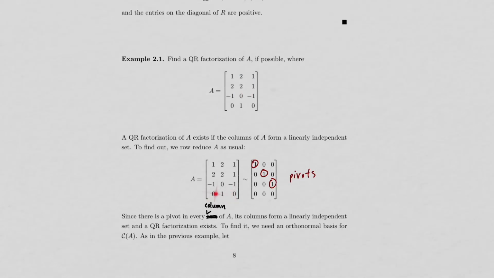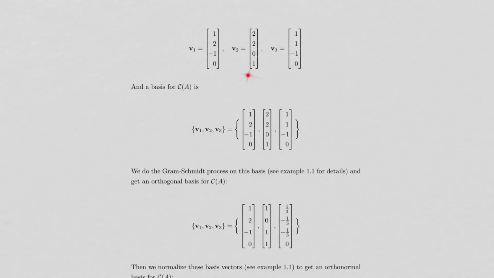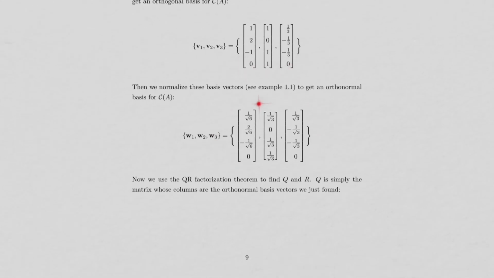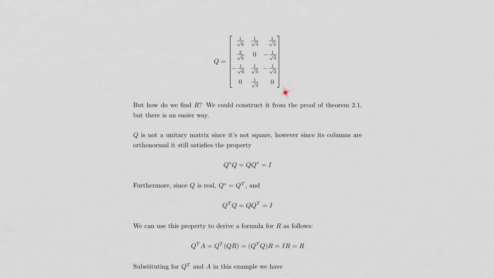Because these are 3 of the same columns from the previous example, we can recycle a lot of that work to find the orthonormal basis for the column space of A. We'll do the same thing we did before. We'll label the 3 column vectors v1, v2, v3. So this is a basis for the column space of A. We do the Gram-Schmidt process. You can see the details in the previous example, and we'll get this orthogonal basis, which is the same orthogonal basis we got in the previous example. And of course, when we normalize it, we get the same orthonormal basis. Well, here's our orthonormal basis for the column space of A, so we simply take these 3 vectors and put them into a matrix, and there's Q. So we've got Q here.